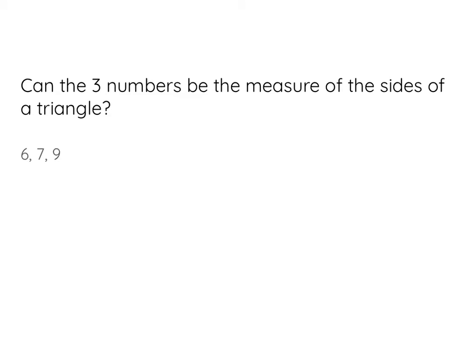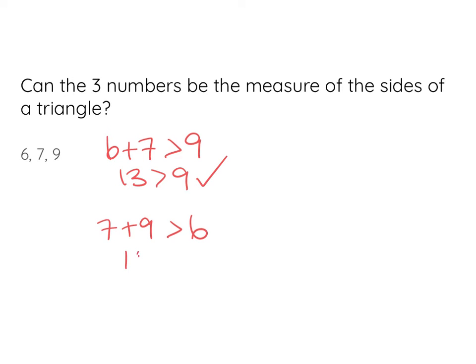Okay, so let's look at an example. Can the three numbers be measures of sides of a triangle? So I'm going to just take and do the first two. Is 6 plus 7 greater than 9? Well, 6 plus 7 is 13, so that one works. Next one. Is 7 plus 9 greater than 6? That's 16 greater than 6? Yes, that works. Is 6 plus 9 greater than 7? That's 15. So that works.